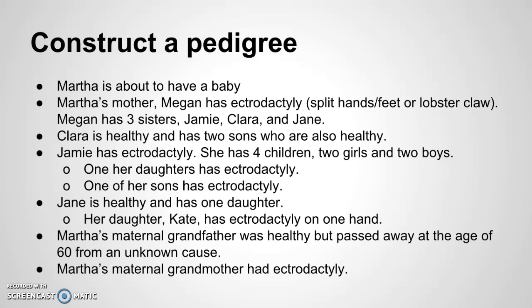Jane is healthy and has 1 daughter. Her daughter Kate has ectrodactyly on 1 hand. Martha's maternal grandfather was healthy but passed away at the age of 60 from an unknown cause. Martha's maternal grandmother had ectrodactyly. So go ahead and draw this one out. And you're going to turn this one in to me. So you're going to turn it in with your family pedigrees on Monday.